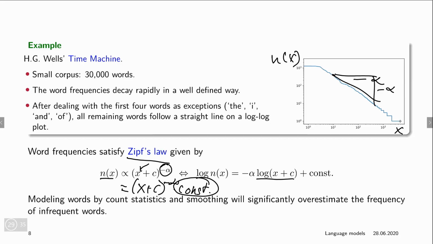Now a downside of modeling the word frequencies which have this particular behavior using these approaches based on counts and smoothing is that the smoothing will lead to significant overestimates of the frequencies of infrequent words, because we're always adding this constant, where in reality the frequencies actually decay in an exponential fashion.